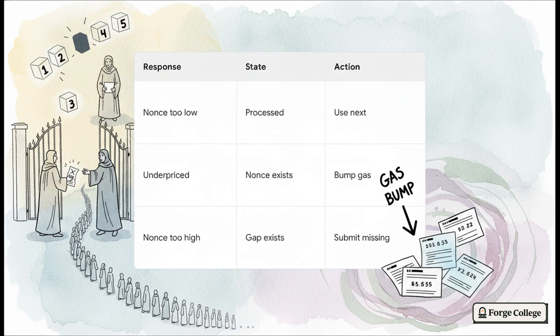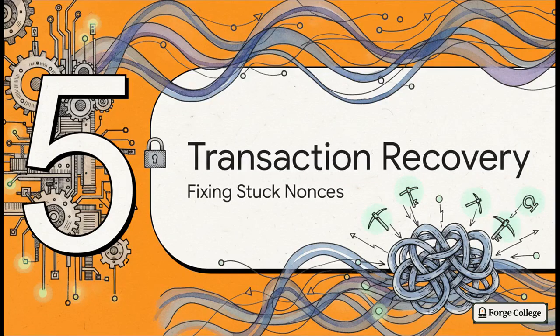Next, if you see replacement transaction underpriced, it means a transaction with that exact same nonce already exists in the mempool, but your new fee isn't high enough for the network to swap it out. You need to bump your gas, usually by at least 10%. And finally, if you get nonce too high, you've got a gap. The gatekeeper is waiting for a missing lower number, so you have to submit that missing transaction to unblock your queue.